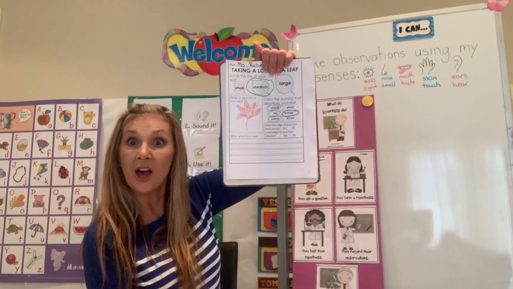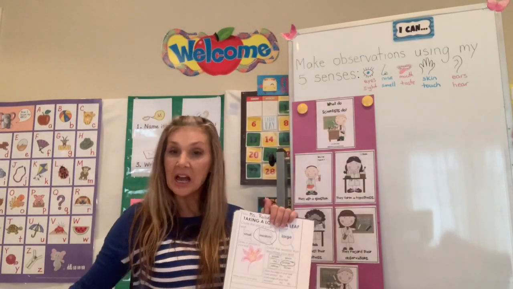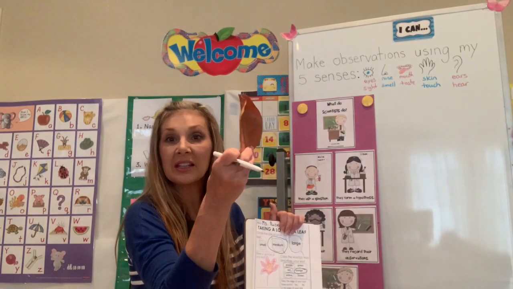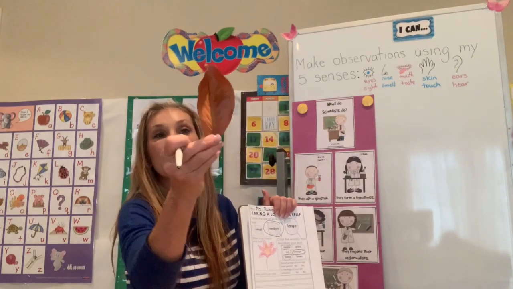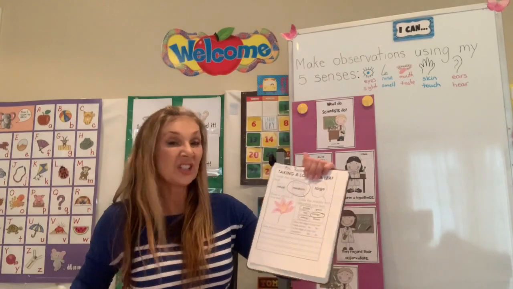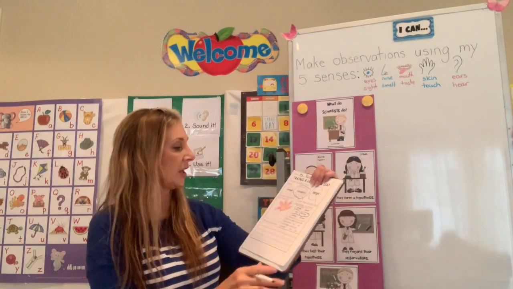So I circled a lot of colors. Now yours might not have all those colors. If I had picked this leaf, I'd probably only pick brown and maybe yellow. So it just depends on what your leaf looks like.